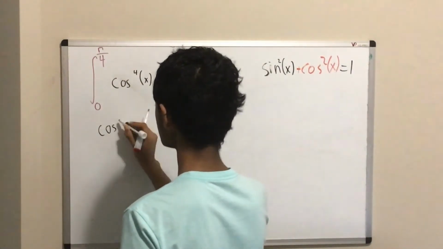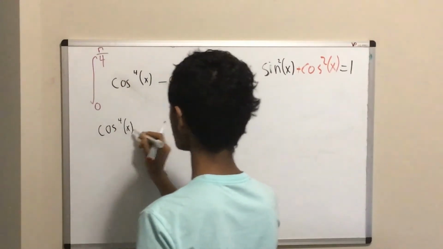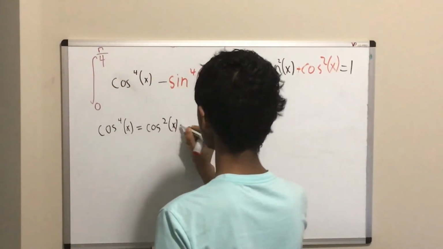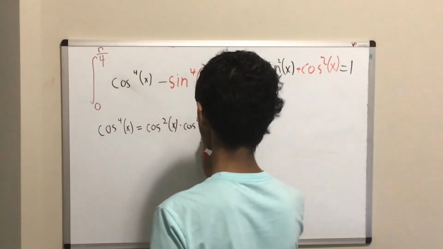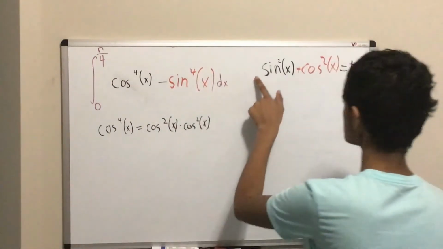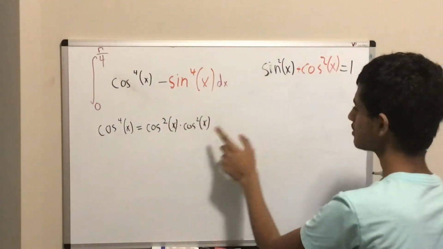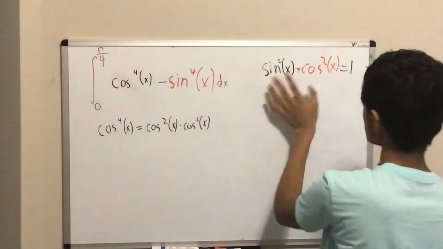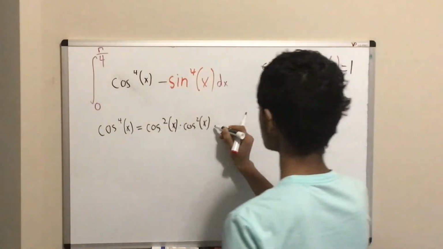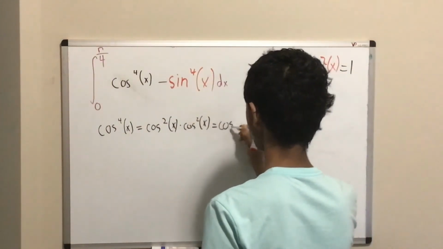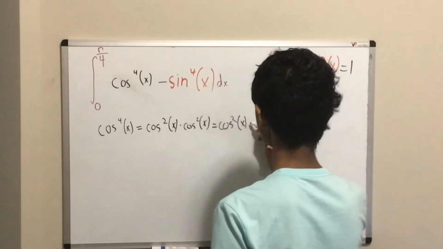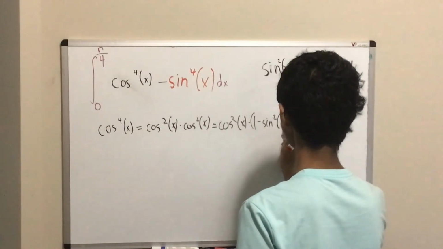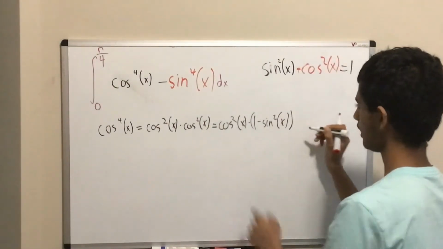Cosine to the fourth of x can be rewritten as cosine squared of x times cosine squared of x. Based on this Pythagorean identity, we can substitute cosine squared of x with 1 minus sine squared of x, because you can just rearrange the terms. So that's exactly what we're going to do. And now we can just distribute.